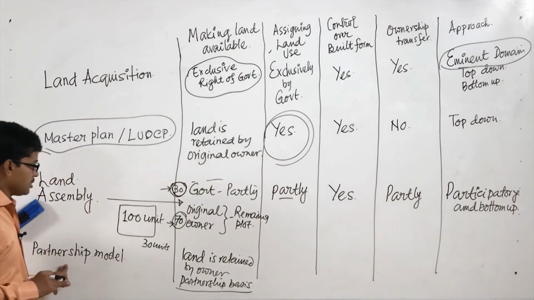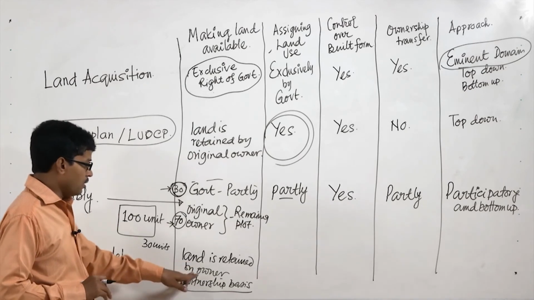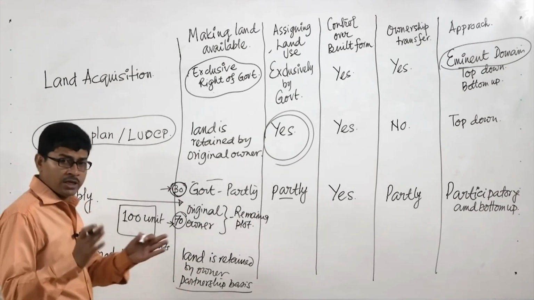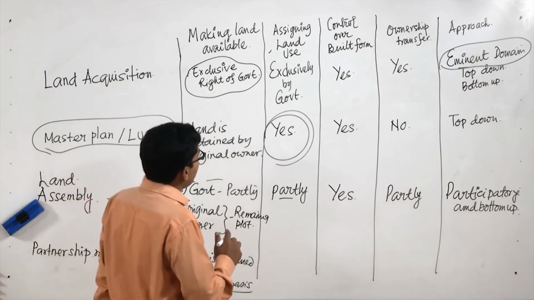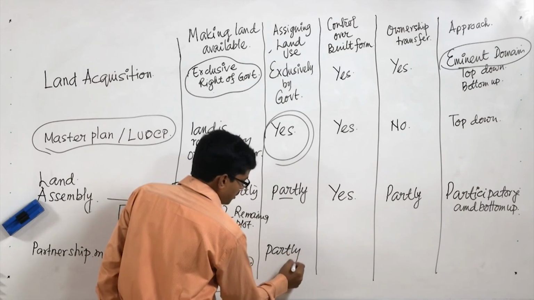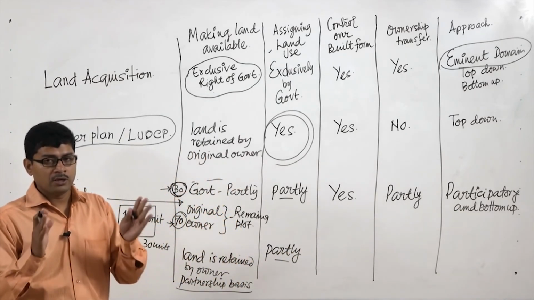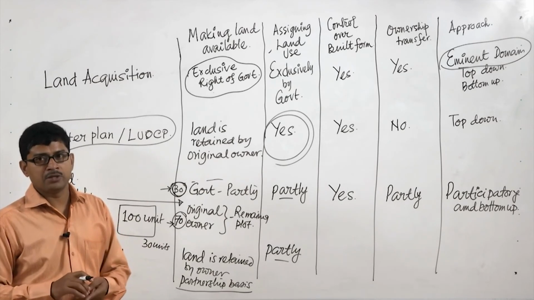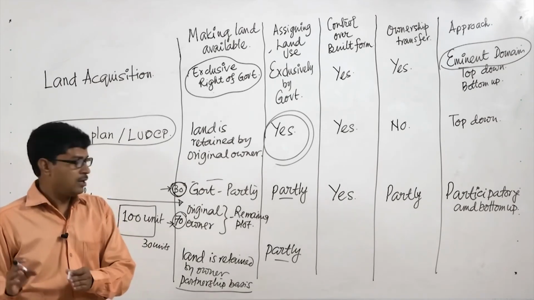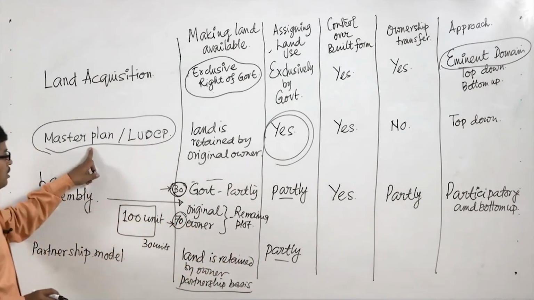Then we come to the partnership model. In the partnership model, we said that the land is retained by the owner, or it is based on the partnership, how the land is owned. It can be shared also. So, here assigning land use is partly, because here the land use prescription depends on the government's overall policy for the use of that particular land, and it depends on the effective negotiation of the government and the private party, but definitely it will not violate the overall master plan or LUDCP.